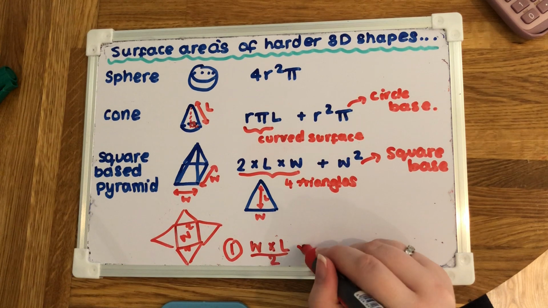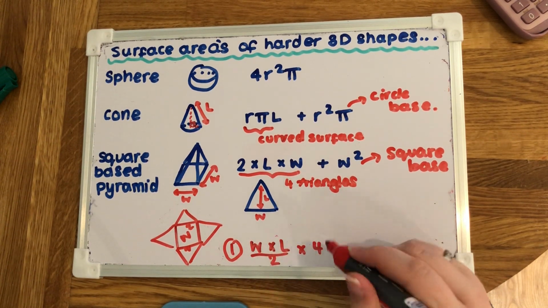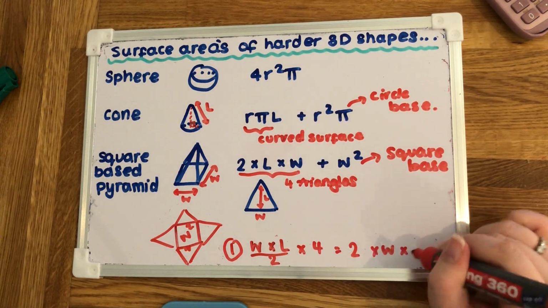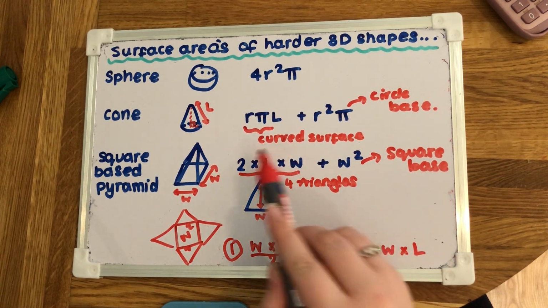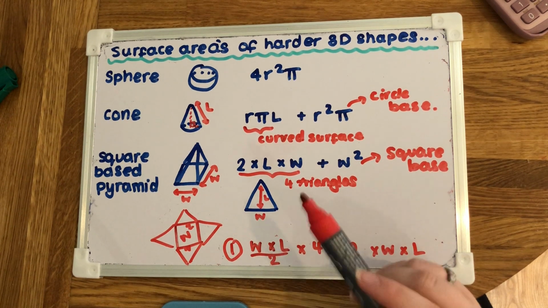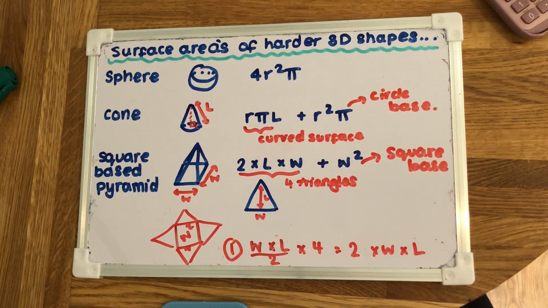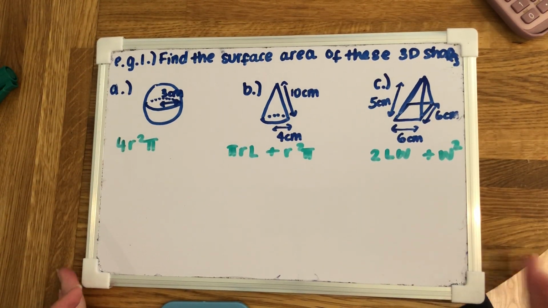Because we've got 4 of those, that means 4 halves, which equals 2 whole lots of W times L. If you don't want to use this formula, you can just work out the area of one triangle and then times your answer by 4. So those are the main formulas that you need to know. We're going to now apply them to some examples. I have written the formulas underneath as well just to help you out.